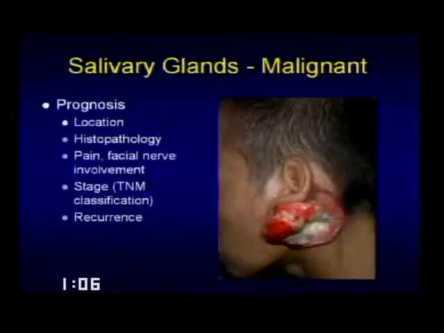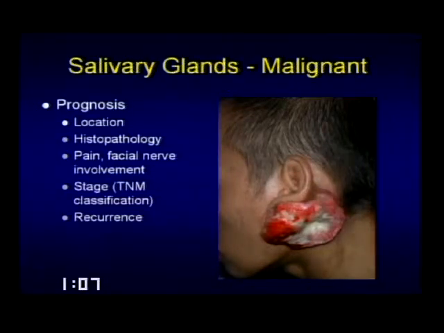Prognosis for malignant salivary gland tumors would obviously be based on the location. As we just mentioned, the histopathology, low versus high grade, is very important. Involvement of the facial nerve or pain would obviously signify a more aggressive tumor. The benign tumors do not invade nerve tissue and do not generally cause pain. It's the malignant tumors that invade local structures, especially nerves and bone. Obviously, stage and recurrence matter too.